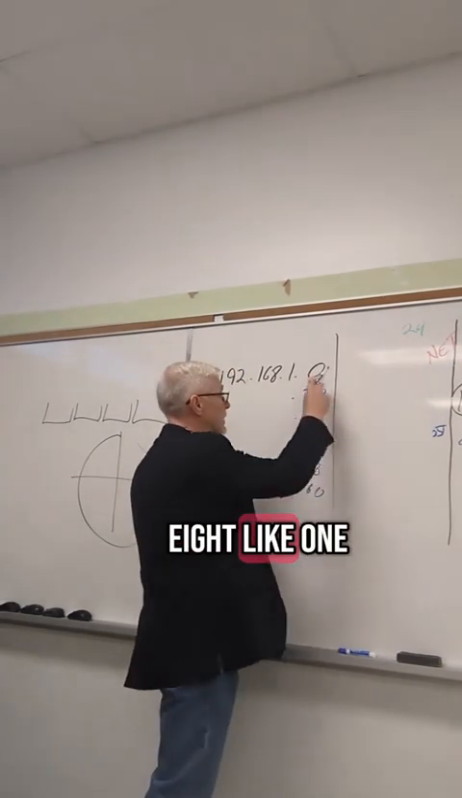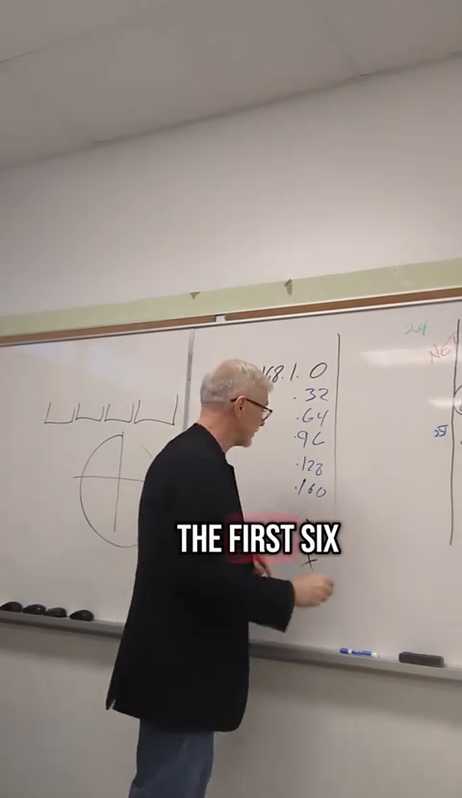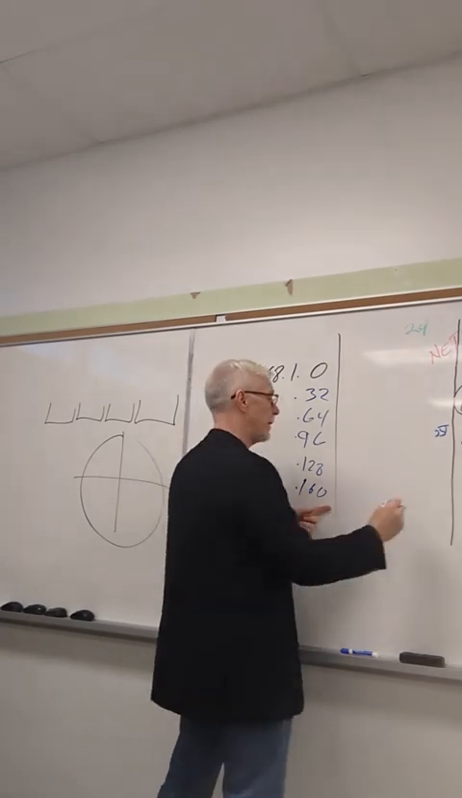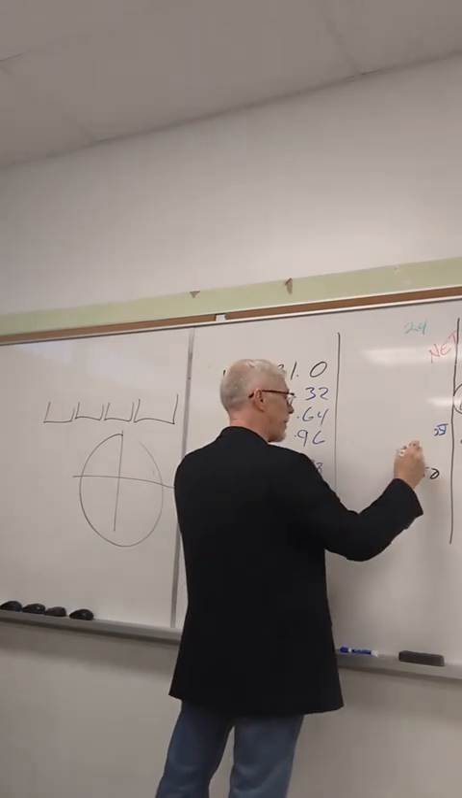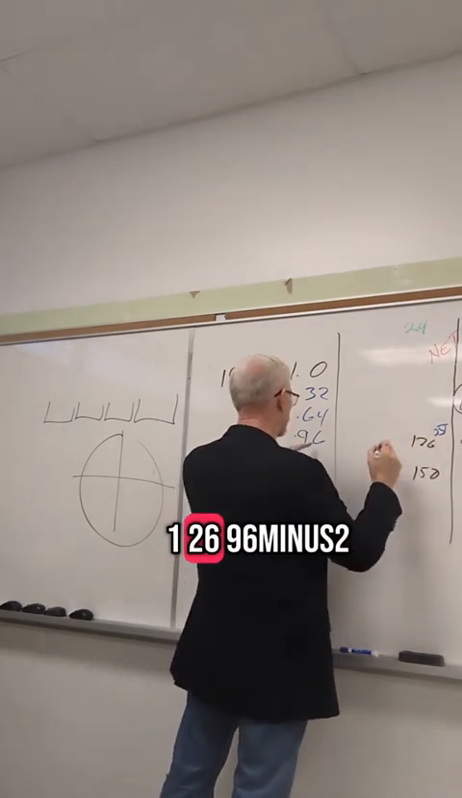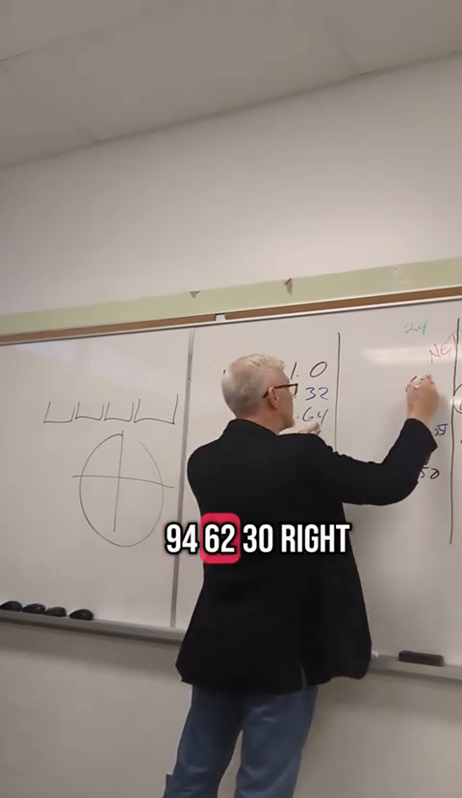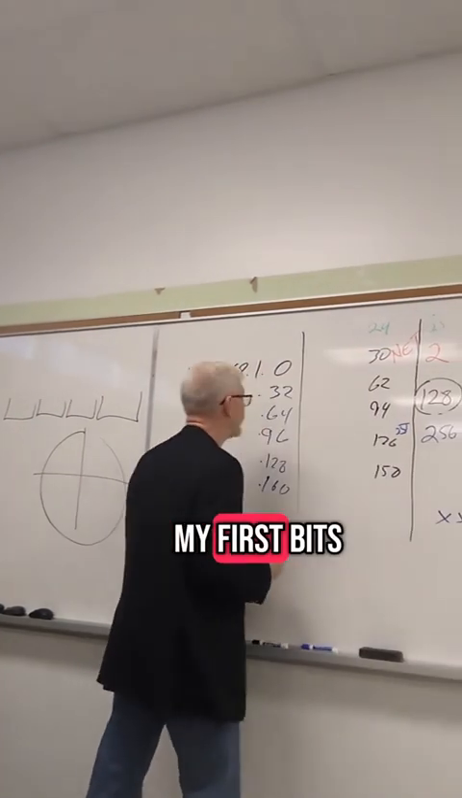So let's go up here, right? We would have 8, like 1, 2, 3, 4, 5, 6, 7, 8, right? But I just want to do the first 6. So 160 minus 2, Tristan? 158. 128 minus 2? 126. 96 minus 2? 94. 62. 30, right?